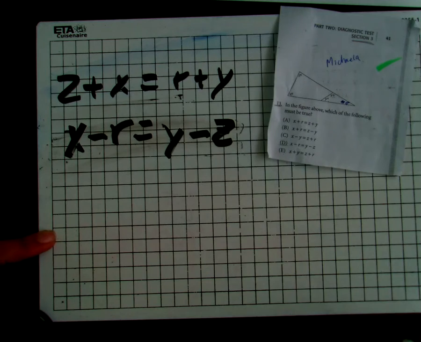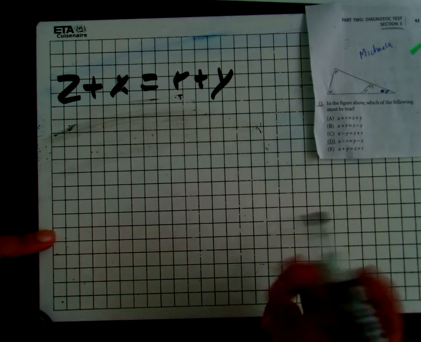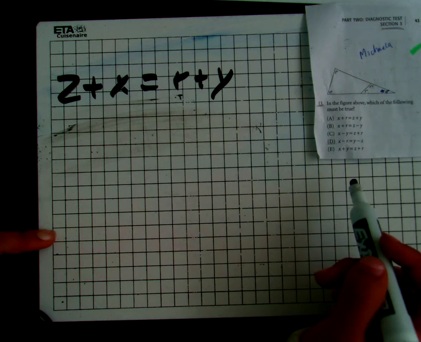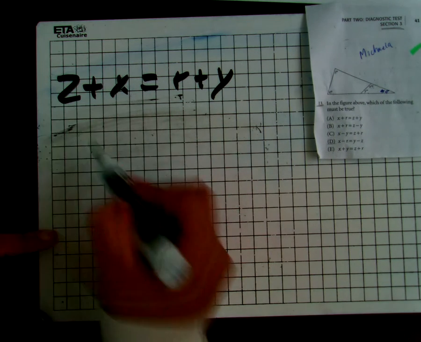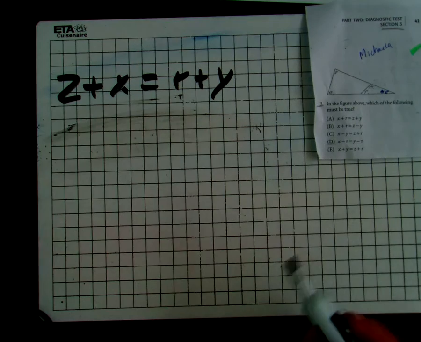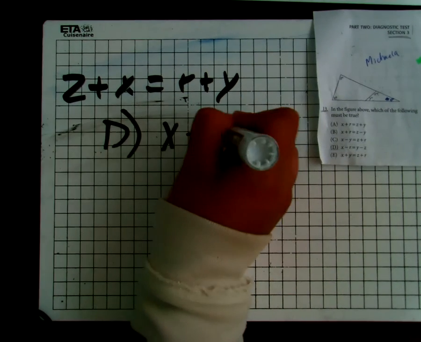However, let's eliminate choice E just to be sure. So choice E says X plus Y equals Z plus R. Well, can we get a positive X and a positive Y on one side? Clearly not, because in order to get them on one side, one of them will have to be subtracted. So that is incorrect. Therefore, we are left with answer choice D, which is X minus R equals Y minus Z.